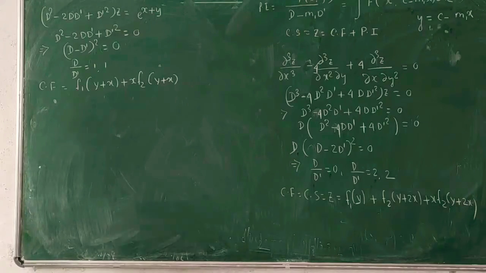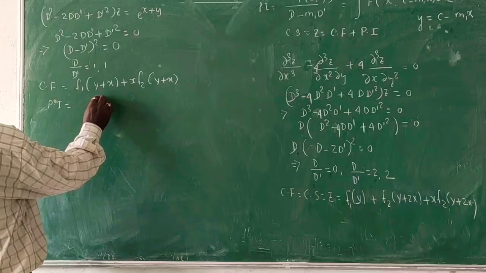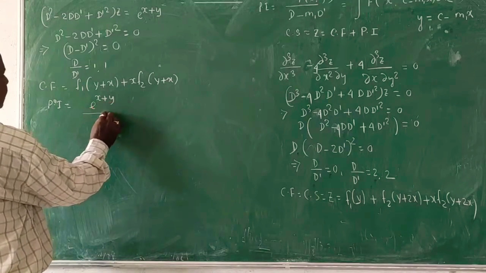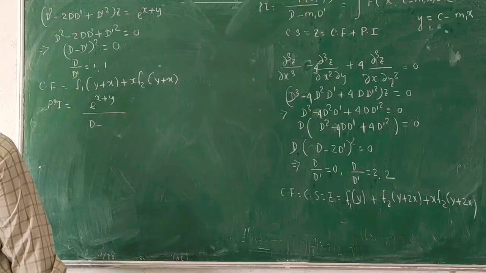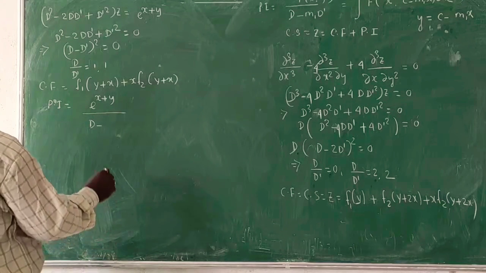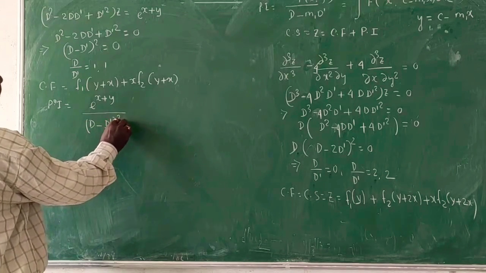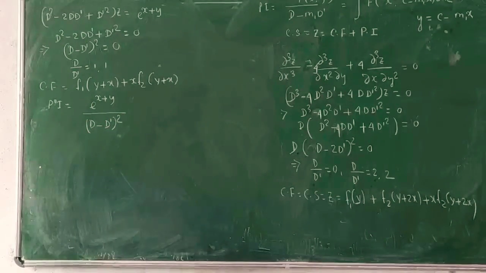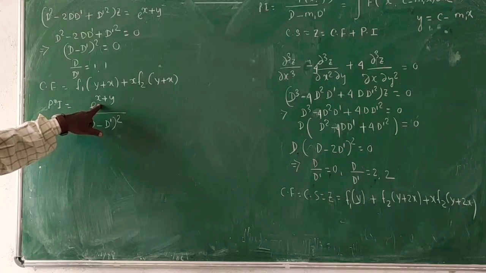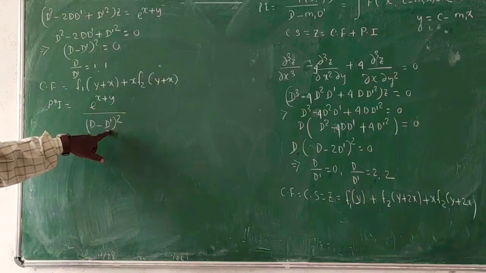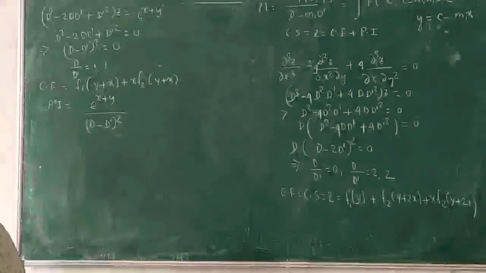Next we come to the particular integral. So the particular integral is e to the power x plus y divided by d minus d dash whole square. Now look at it. Instead of d you substitute 1 and instead of d dash you substitute 1, then you are getting 0. So the formula fails.